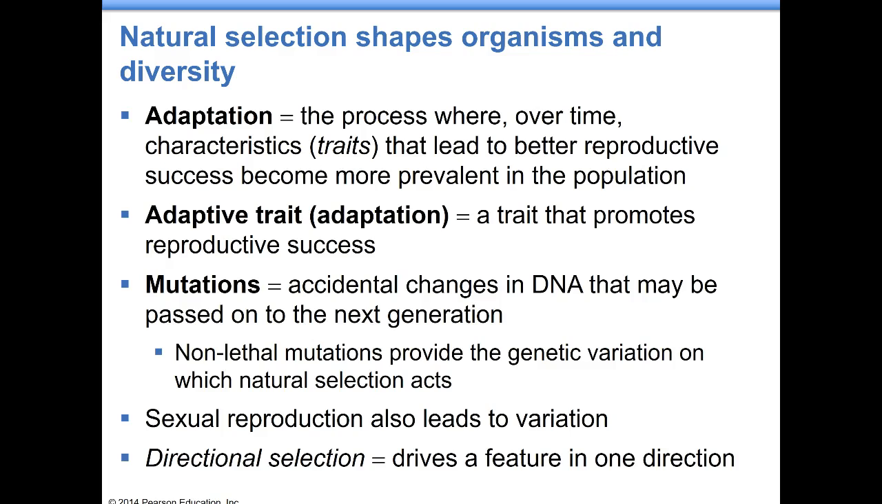Now, there are mutations that can occur, and some of these adaptive traits happen as a result of mutations. I think we have a tendency to see mutations as bad, but there are favorable mutations, where these are accidental changes in the DNA that may be passed on to the next generation. There's a variety of mutations. As I said, there are ones that are bad, that cause birth defects. There are ones that we call non-lethal because they provide the genetic variation on the basis that natural selection is going to work.